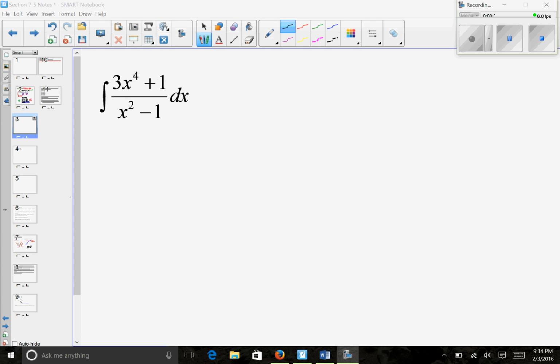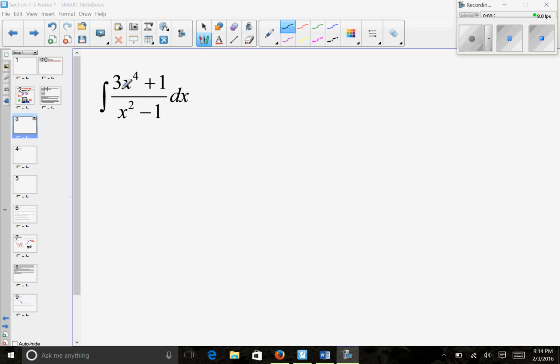So here we're going to look at the integral of (3x^4 + 1) over (x^2 - 1) with respect to x. And again, I would start with, do I happen to be able to tell what this antiderivative would be pretty quickly? And no, I don't. So next would be u substitution.